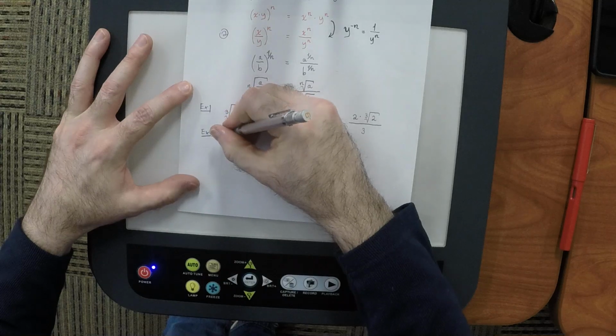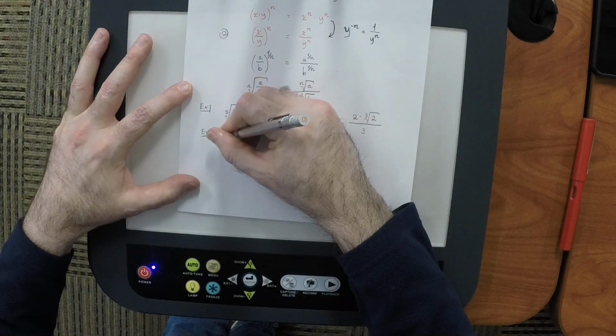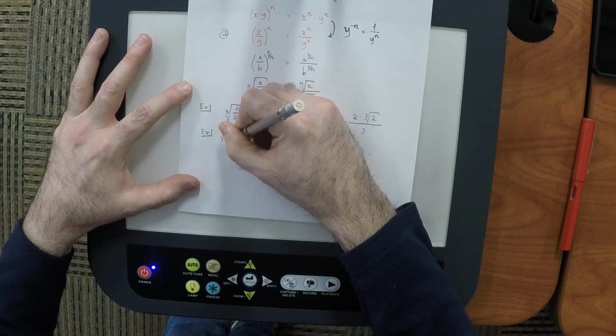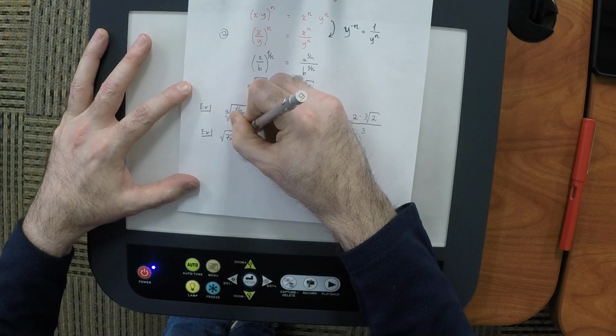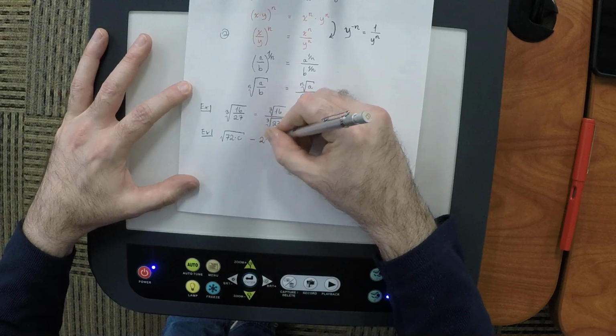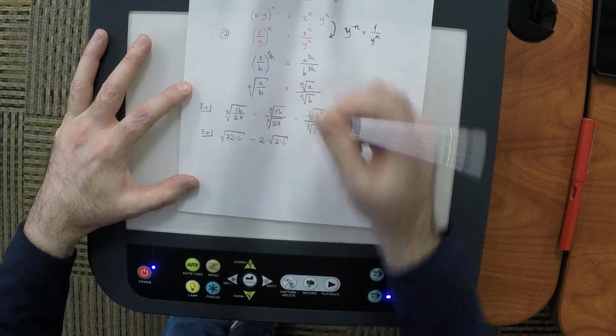All right, how about here's another kind of thing we can do with radicals. So again, the request is to simplify. So square root of 72c, and then subtract 2 square root of 2c, like that.